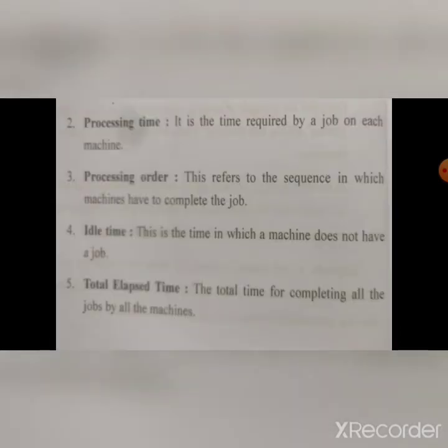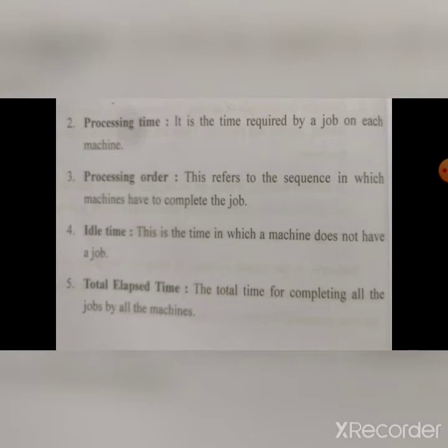Before that we have to come with some definitions. Processing time is the time required by a job on each machine. So for one particular job to be finished, it takes some time on each machine. The next is processing order. This refers to the sequence in which machines have to complete the job. Processing order means the first job will be completed by the first machine, and after completion only you come with the second machine for the same job.